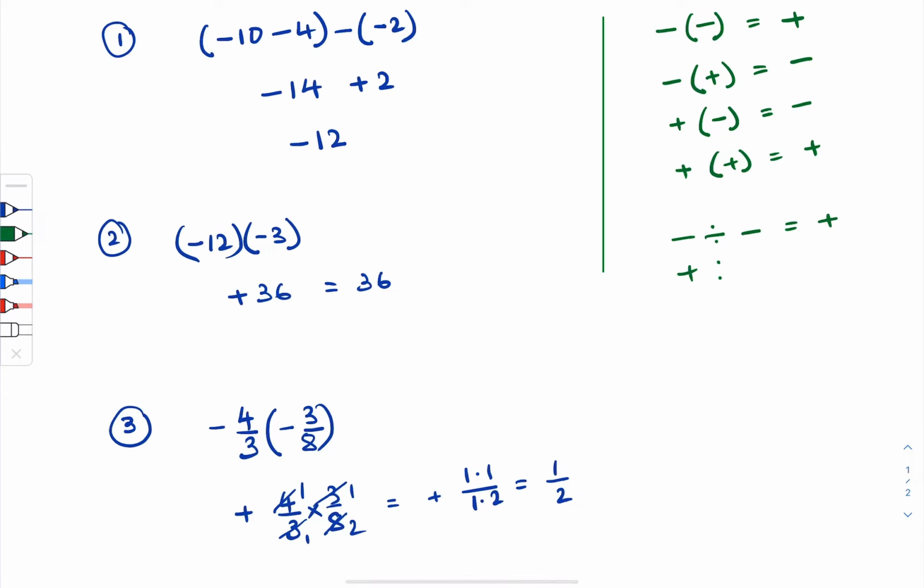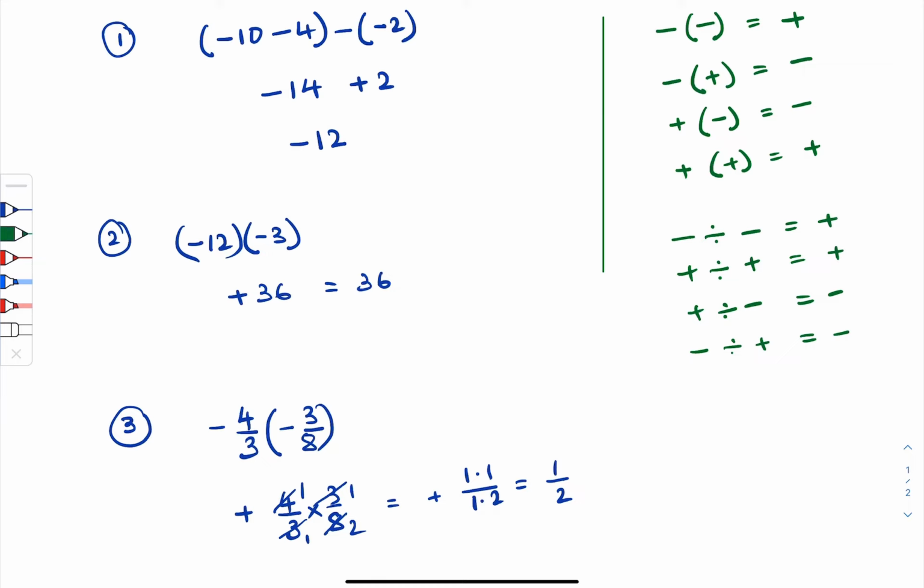If I take a positive divided by another positive term, that's still positive. If I take a positive and divide it by a negative term, it becomes negative. If I take a negative and divide it by a positive term, that makes it negative. So it doesn't really matter whether you're multiplying or dividing, the outcome is still the same. The key thing to remember is if you have the same sign, then it becomes a positive. If you have opposite signs, it becomes a negative.